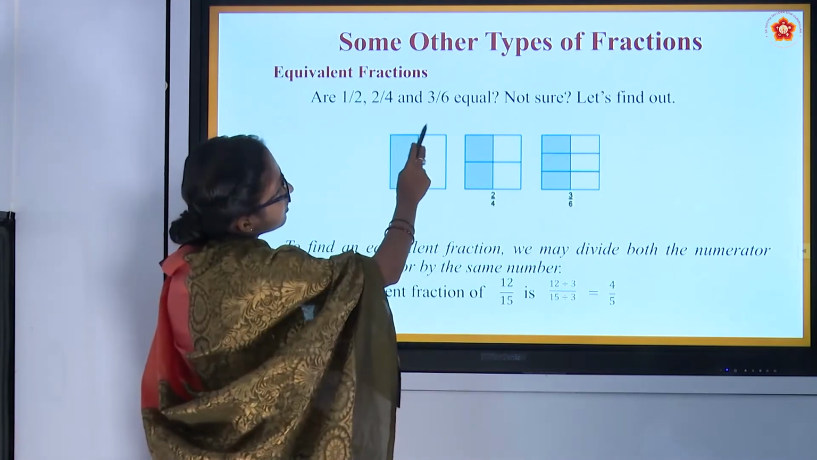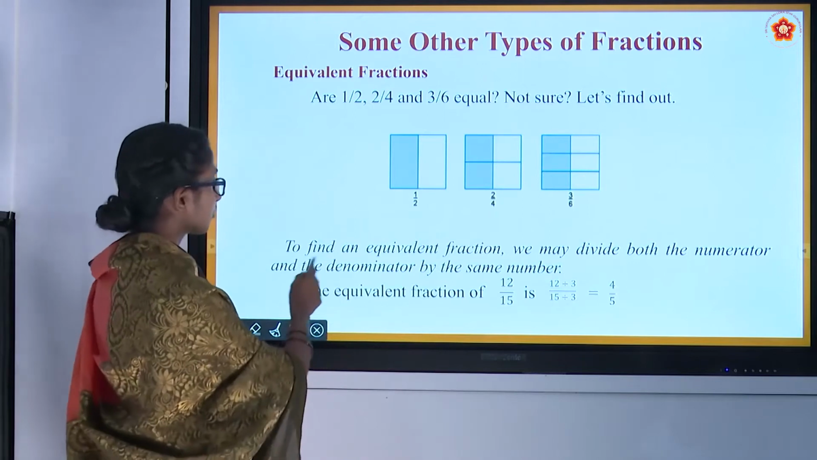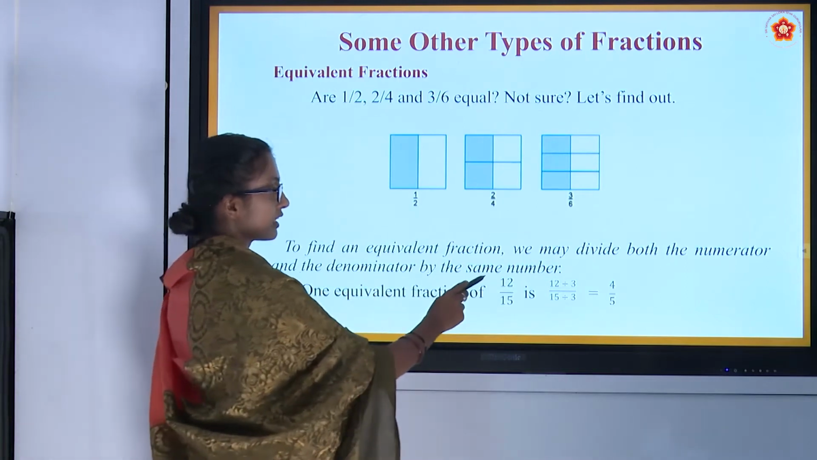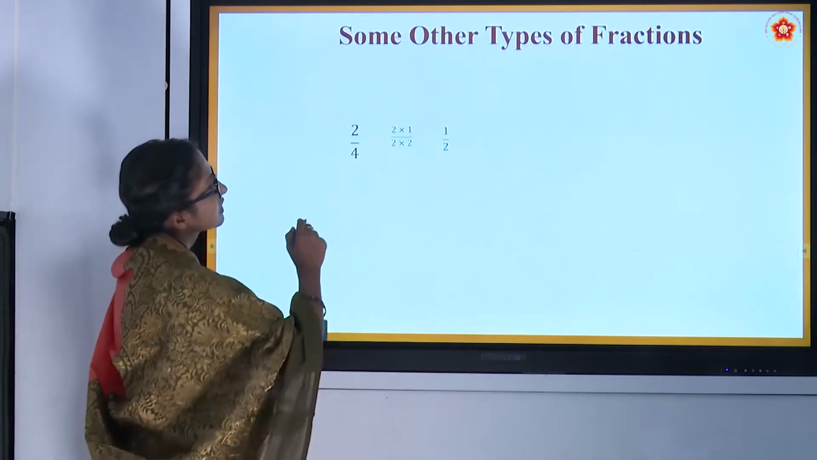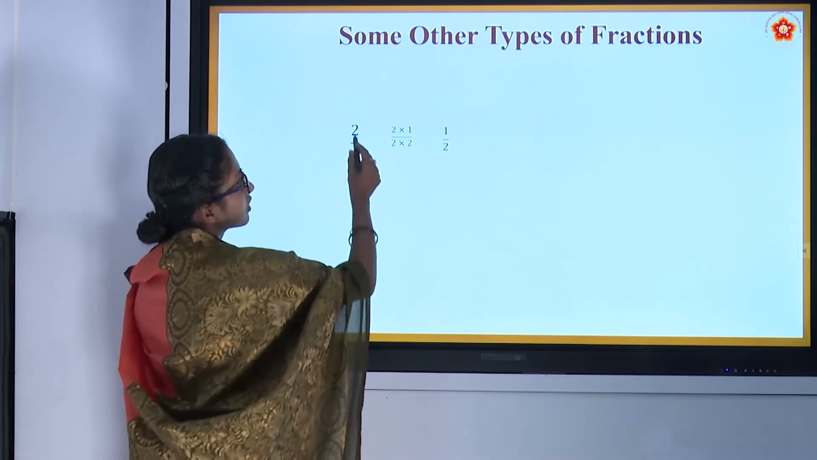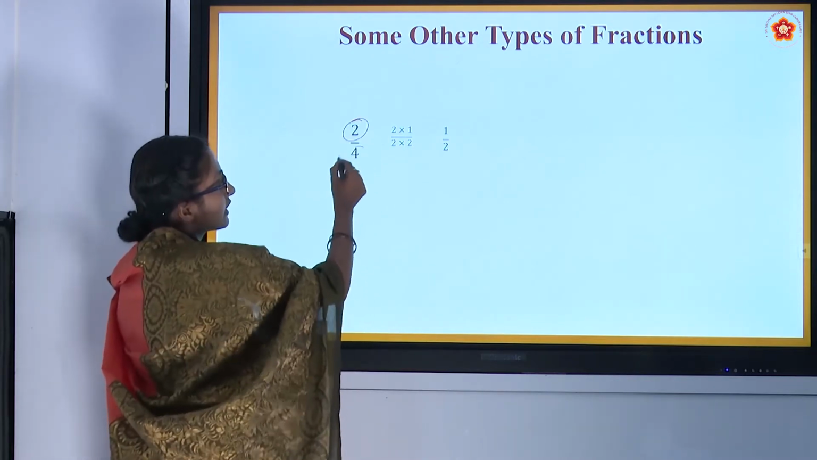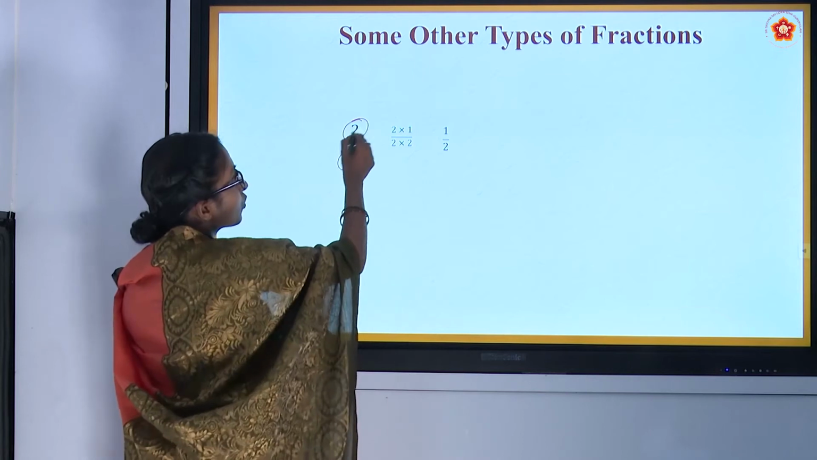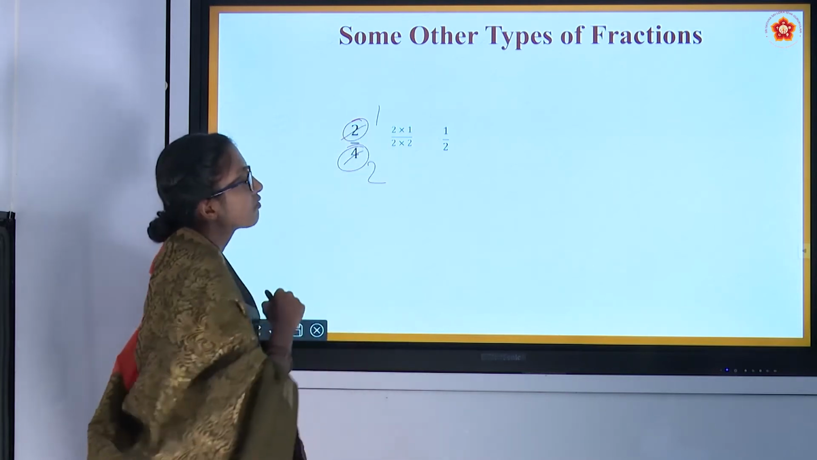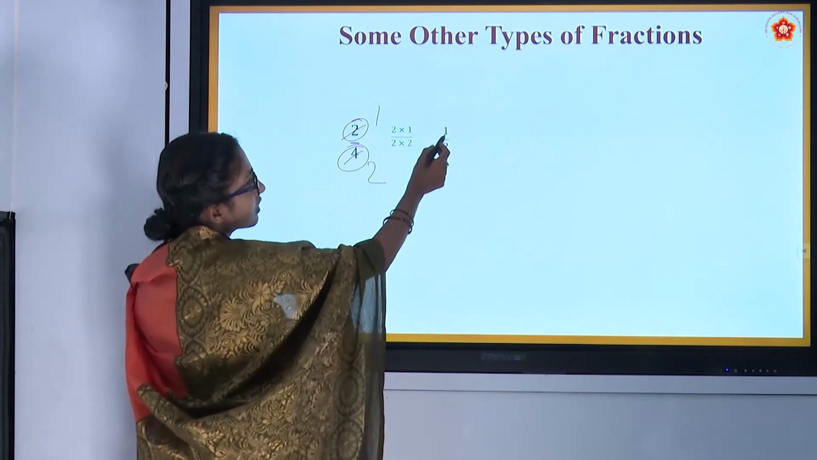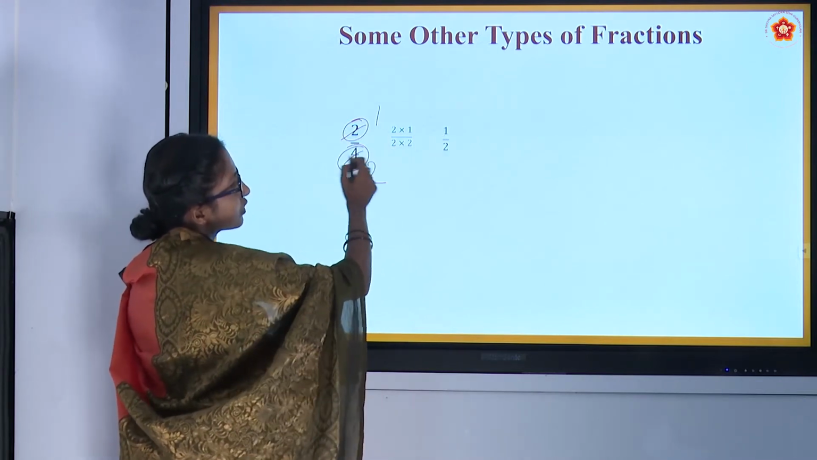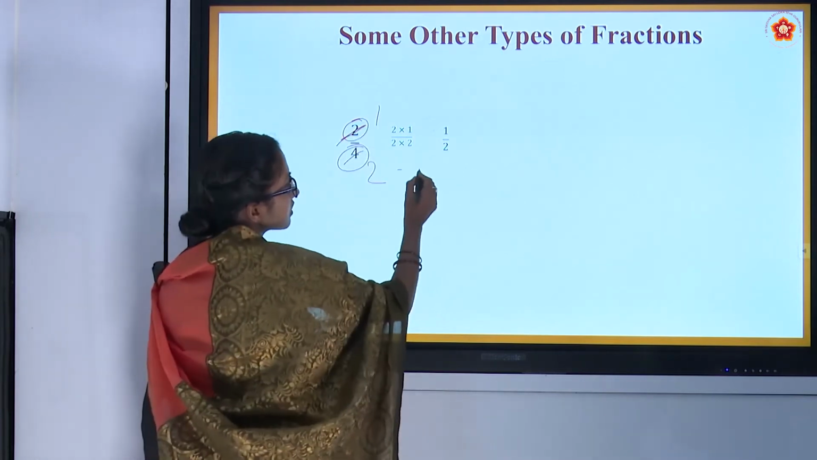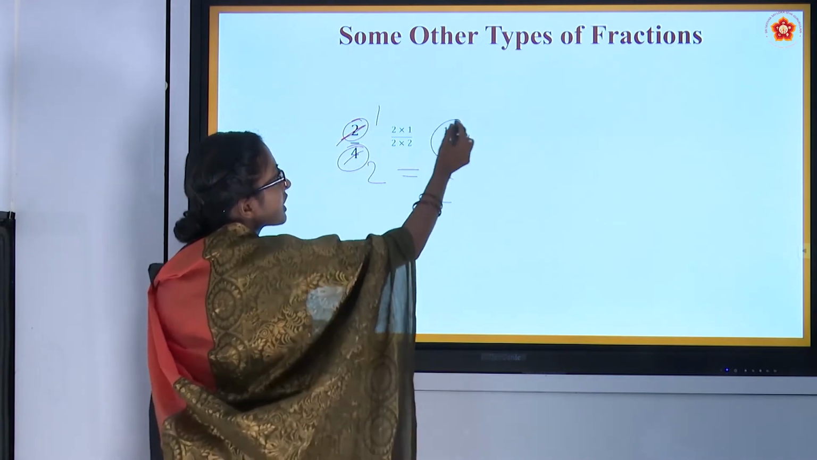1 by 2, 2 by 4 are equivalent. You know very well that to find an equivalent fraction, we may divide both the numerator and the denominator by the same number. Next, see 2 by 4. Both numerator 2 and denominator 4 come in the table of 2. 2 1s are 2, 2 2s are 4. So the simplest form of this is 1 by 2. This is the simplest form.